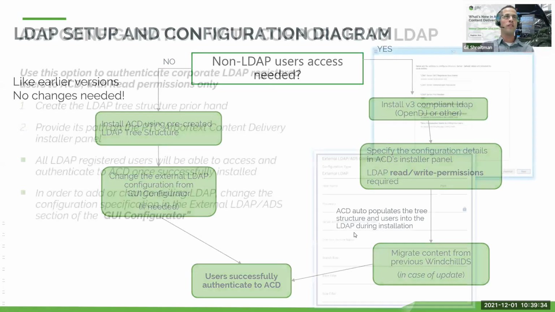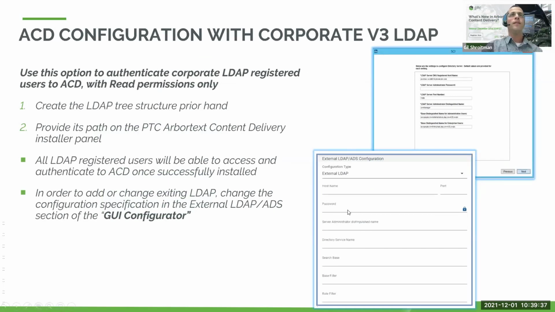So now we'll go through each one of the required steps in detail, starting with the most straightforward option, which is to configure ACD with a corporate V3 LDAP. In this case, there is not much change introduced. All that needs to be done is to create the LDAP tree structure and then provide its path during the installation phase of Arbortext Content Delivery. And in case you need to change or add anything later on, you can do it through the configuration points made available to you on the GUI configurator, as presented here at the bottom.